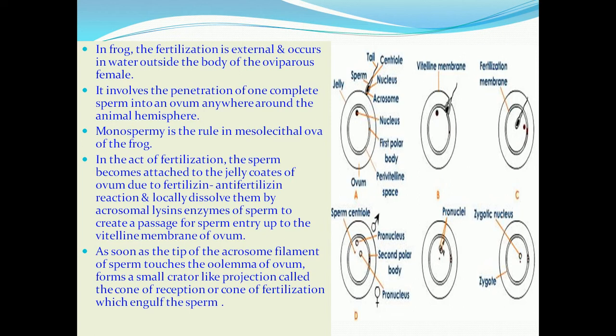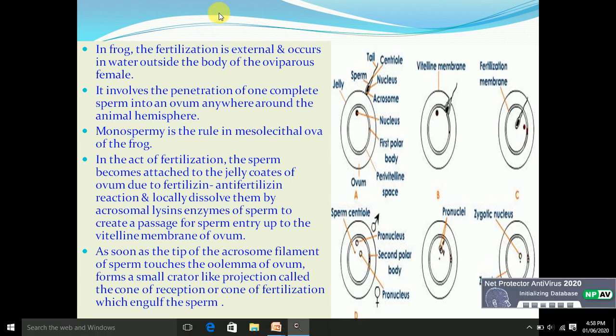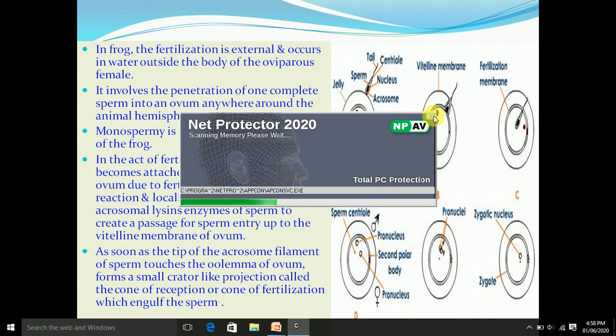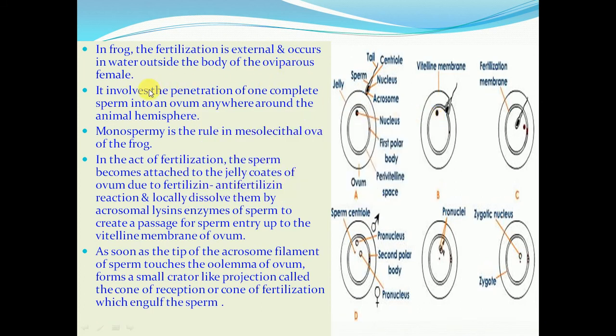As a frog is an amphibious animal, generally the fertilization process occurs in the water, because the sperms and the ova are shed out in that water medium, and that's why it is oviparous, found in the external medium in the water. It involves the penetration of one complete sperm into an ovum anywhere around the animal hemisphere.